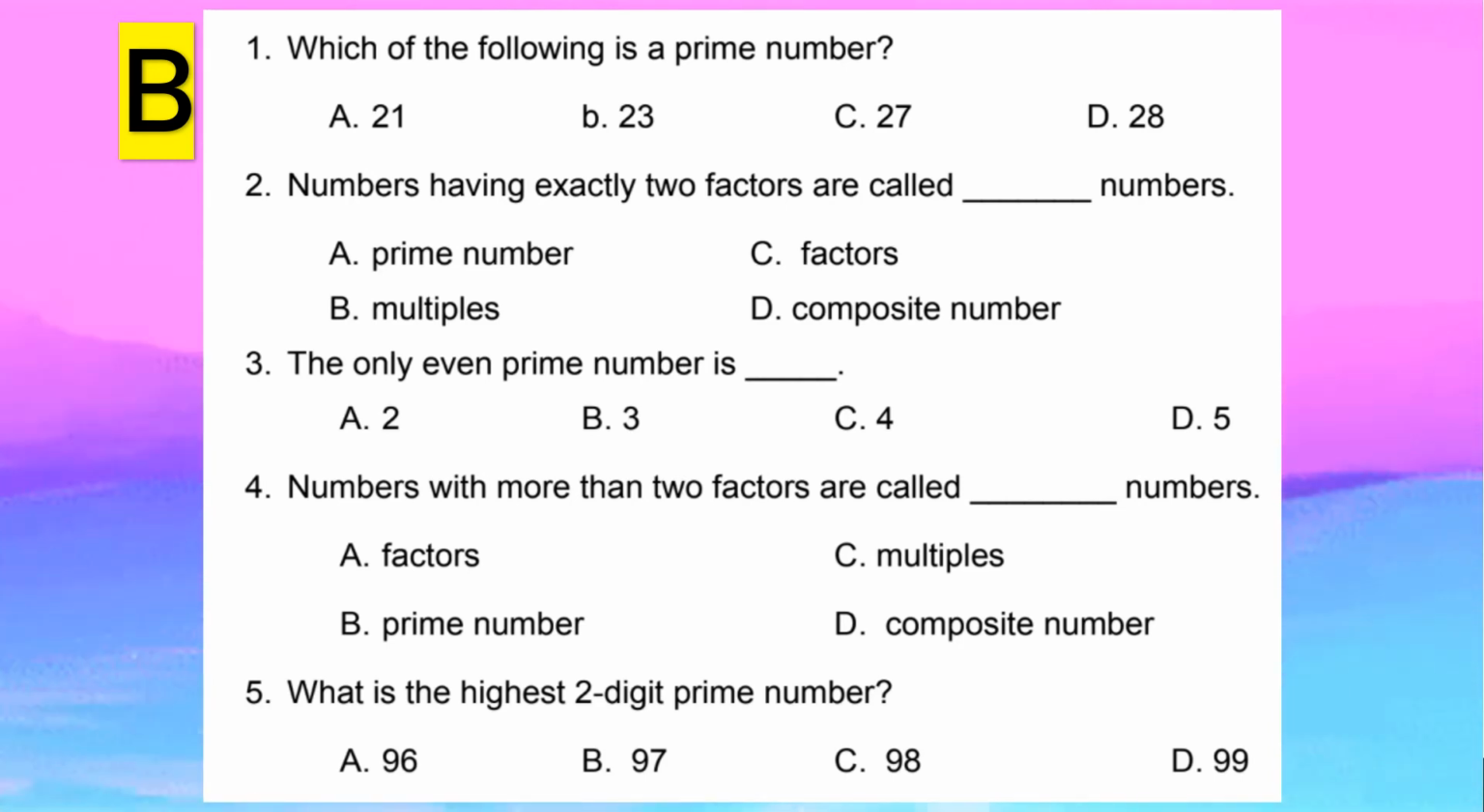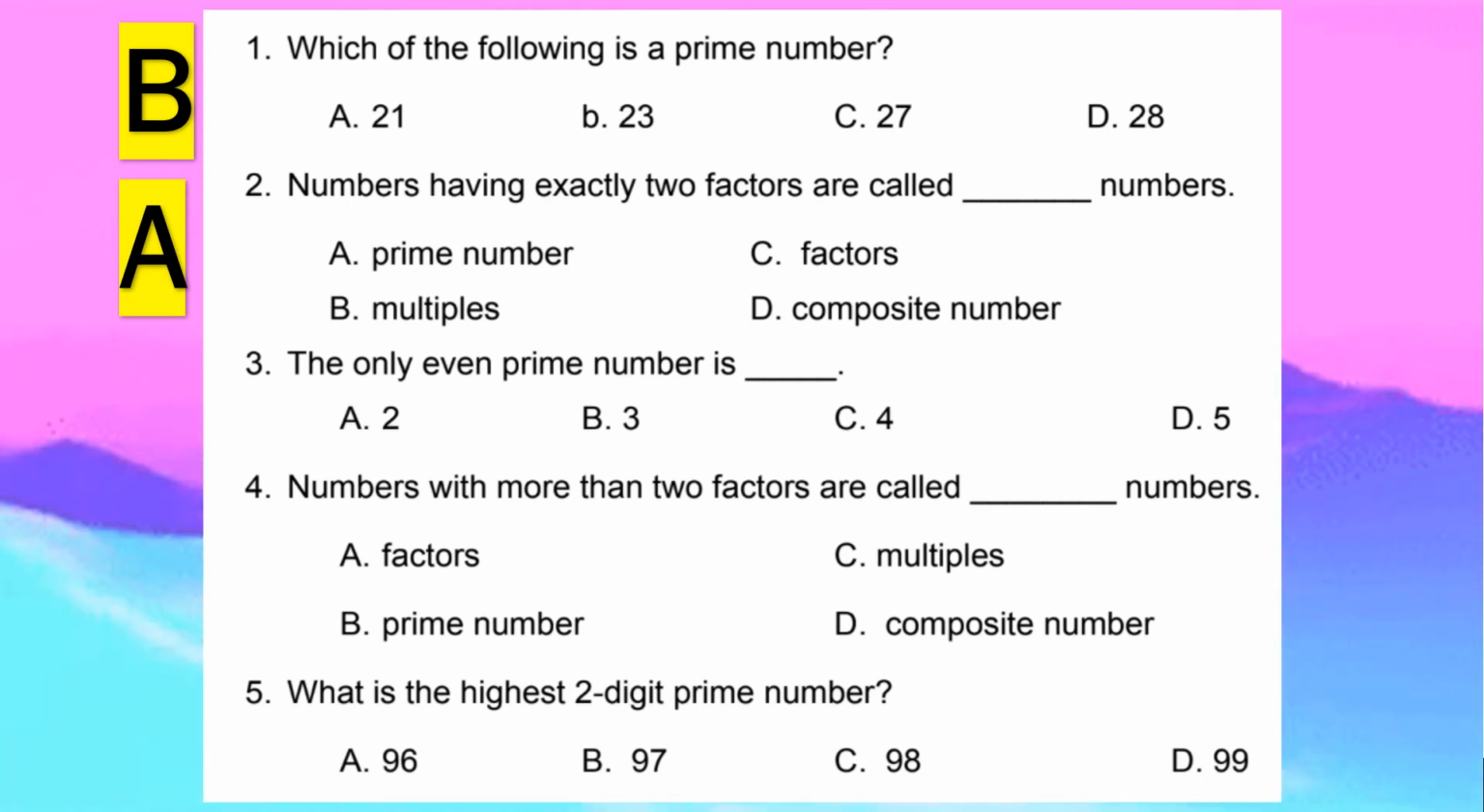How about number 2? Numbers having exactly 2 factors are called blank numbers. A, prime number. B, multiples. C, factors. D, composite number. So choose only one. Okay, exactly. It's letter A.